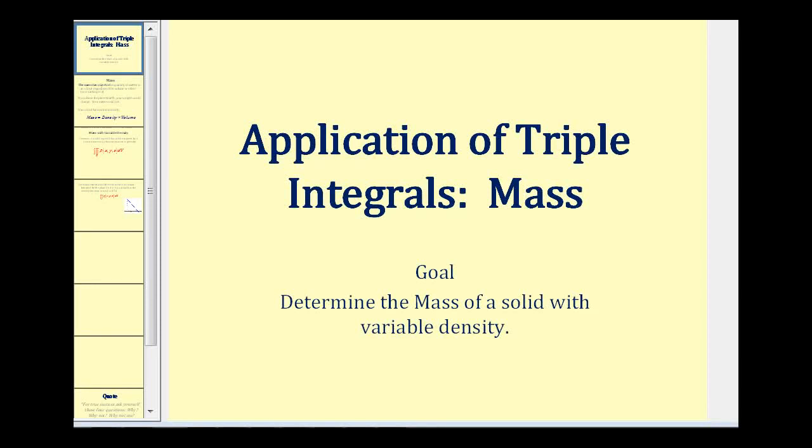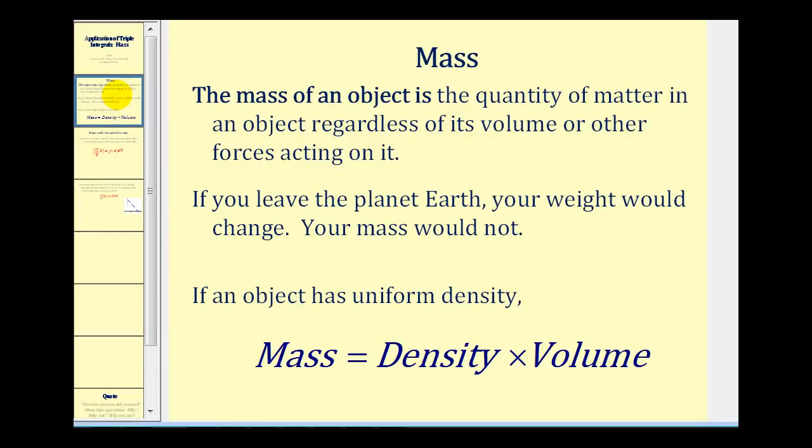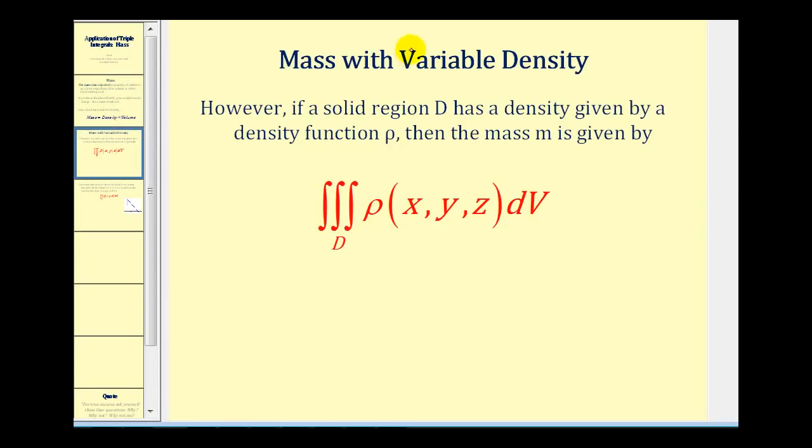Welcome to a lesson on determining mass using triple integrals. The mass of an object is the quantity of matter in an object regardless of its volume or other forces acting on it. So for example, if you leave the planet Earth, your weight would change, however your mass would not. And if an object has uniform density, then the mass is equal to the density times volume. However, if a mass has variable density, we can still determine the mass using triple integrals.